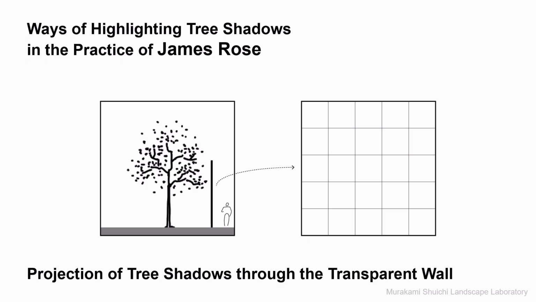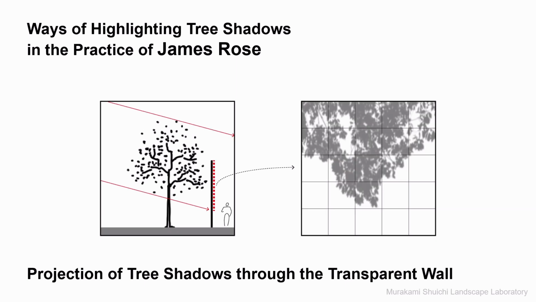In contrast, in some of his works, walls composed of translucent panels and lattice frames are used. Tree shadows are also cast onto such walls. But here, the silhouettes of the trees emerge on the opposite side of the wall. I have personally visited his own house, where I observed silhouettes of trees appearing on shoji screens.